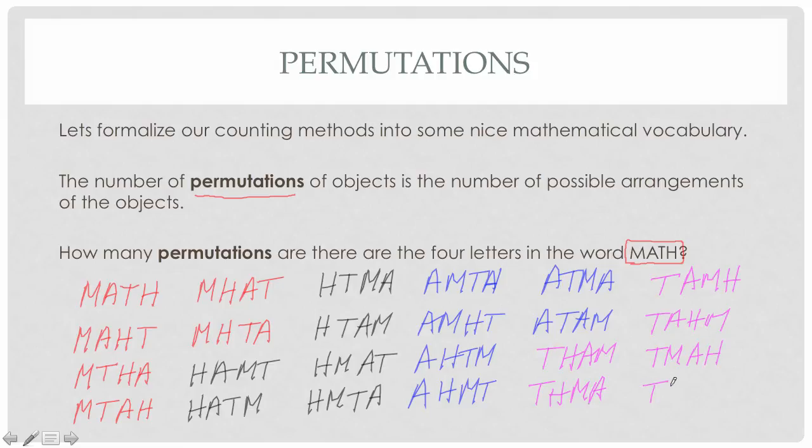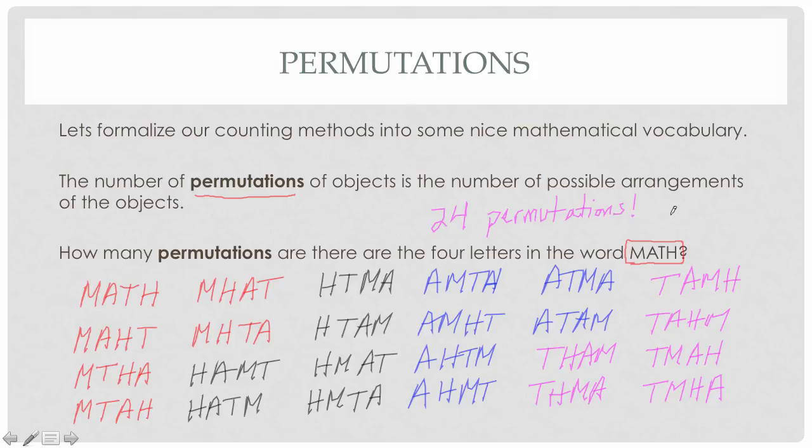and TMHA. Those are 6 different permutations. Oh, sorry, not 6. Those are 24, 4 times 6. Those are 24 permutations. Different ways where I can take those 4 letters and rearrange them.